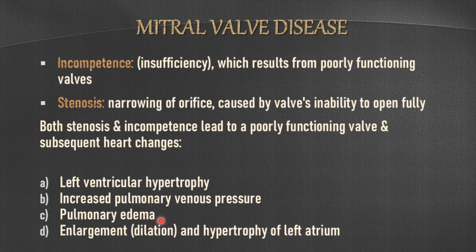If the left ventricle is working hard for a longer period of time and the problem is not fixed, then continuous overworkload will lead to hypertrophy, meaning an increase in the size of the left atrium and left ventricle. So enlargement or dilatation and hypertrophy of the left atrium and left ventricle. Sorry, this will lead to hypertrophy of the left atrium, because this is stenosis of the mitral valve, not the pulmonary valve, right?